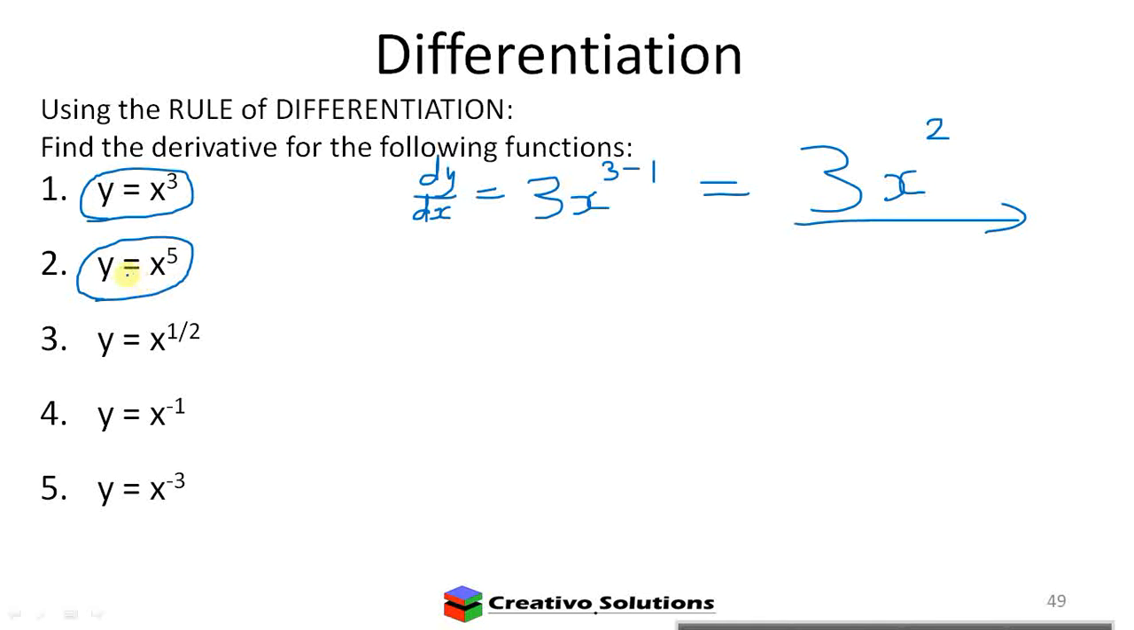Alright, so can you find the derivative for this one? Let's again apply the same thing. y equals x to the 5. So the derivative would be denoted by dy over dx equals. Right, you help me with the next step. How am I going to get the derivative?